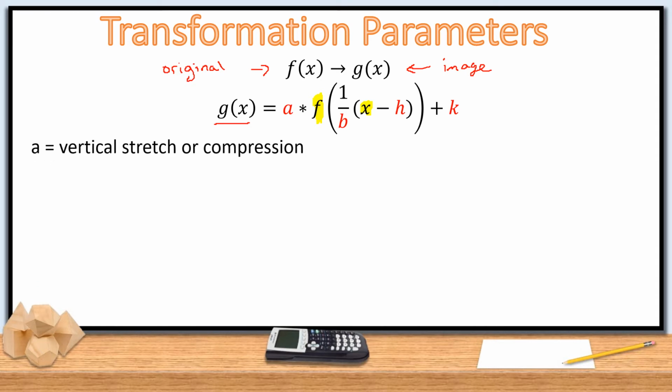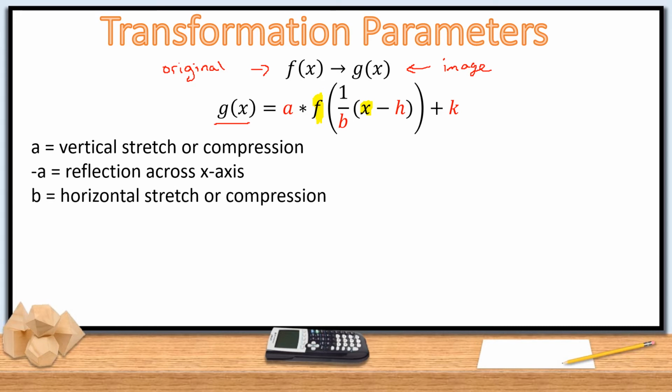A is a vertical stretch or compression. That will stretch or compress the function vertically, so along pretty much the y-coordinate. The points will move closer or further away from the x-axis. If you make that value negative, it will cause a reflection to happen. And you guys are going to see all this visually in a second.